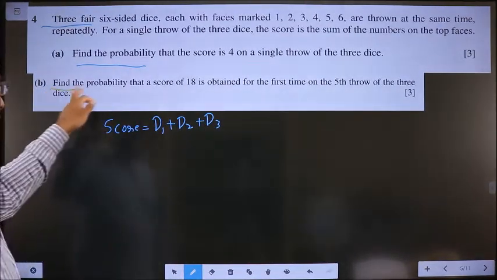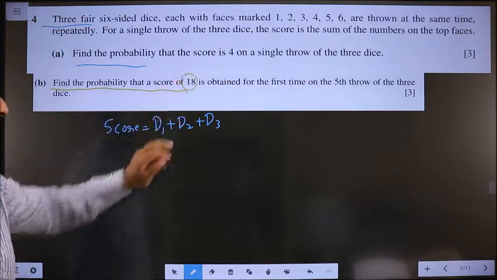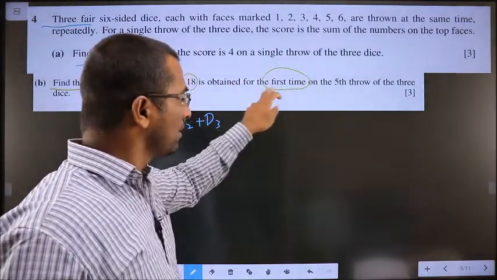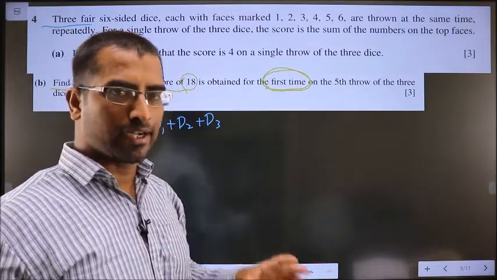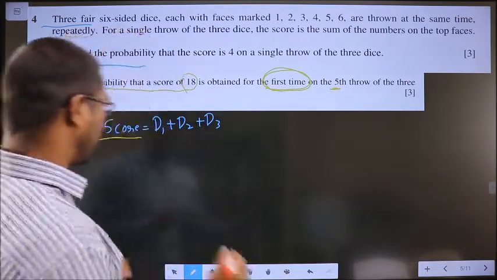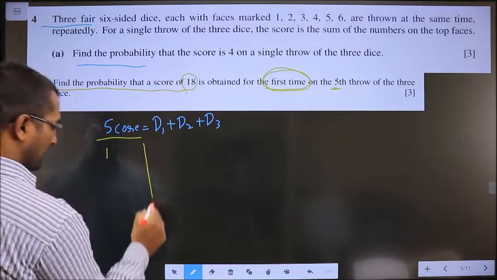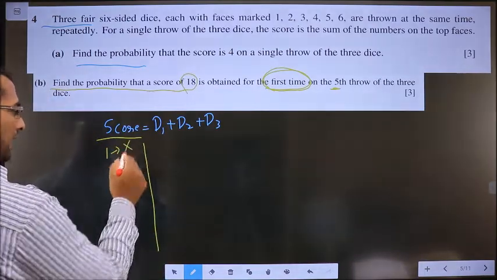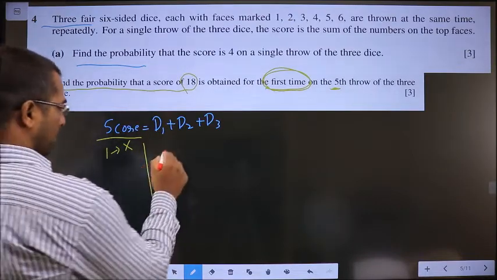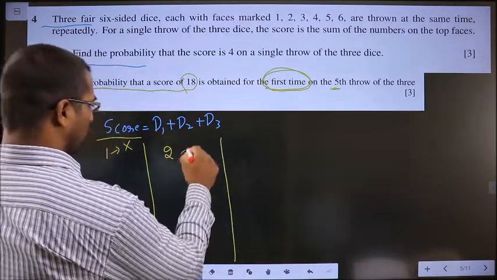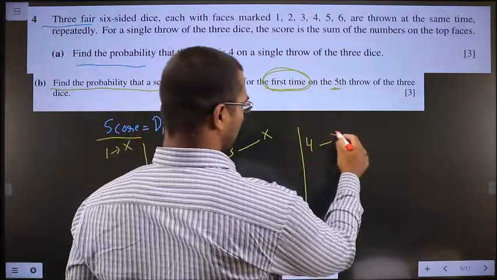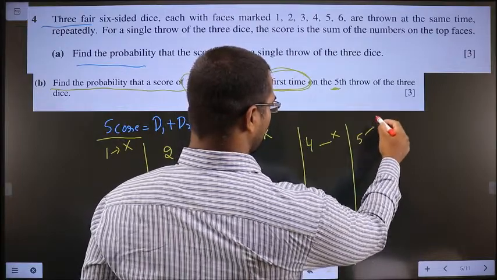B1. Find the probability that a score of 18 is obtained for the first time on the 5th throw. So stress on this, first time I should get a score of 18 on the 5th throw. Clear? That means when these 3 dice were thrown for the first time, my score should not be 18. Other than 18 it can be anything, but it should not be 18. Second time whenever it's thrown, my score should not be 18. Third time also my score should not be 18. Fourth time also it should not be 18. My score should be 18 only on the 5th time.